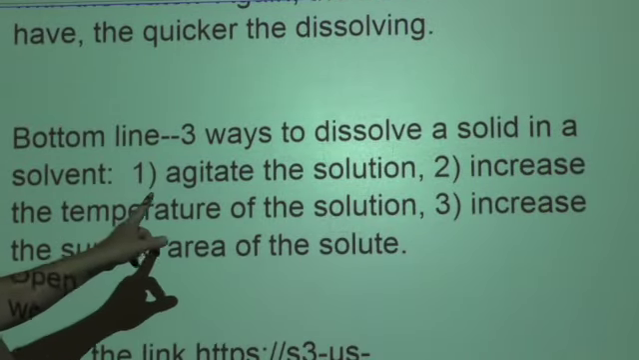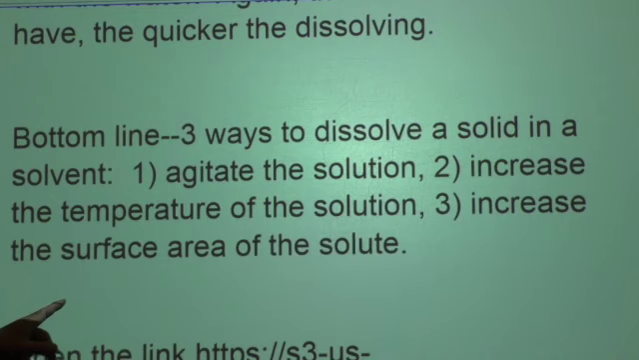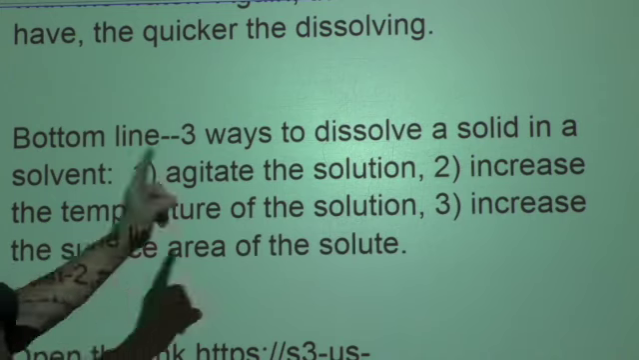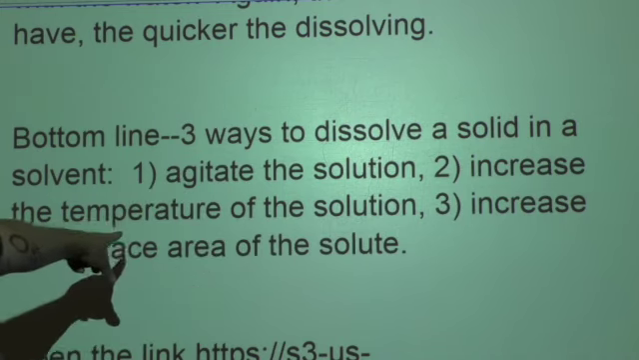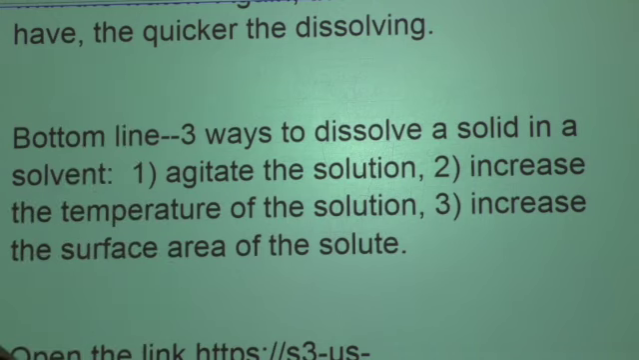So the bottom line, 3 ways to dissolve a solid in a solvent. Agitate the solution, increase the temperature of the solution, increase the surface area. That's what we call the crushing thing. So increase the surface.